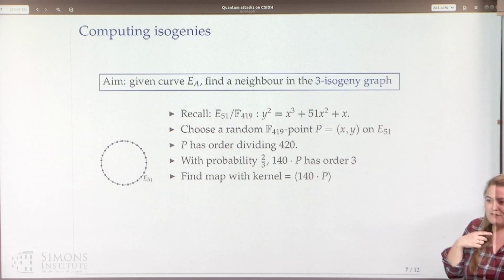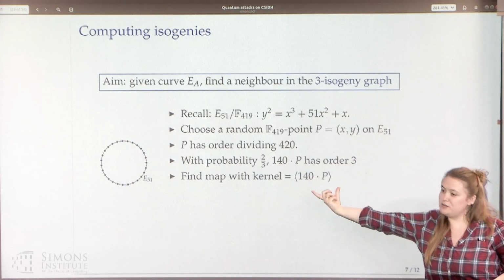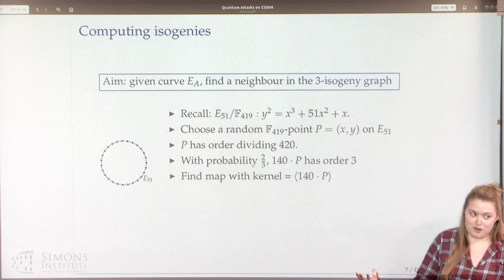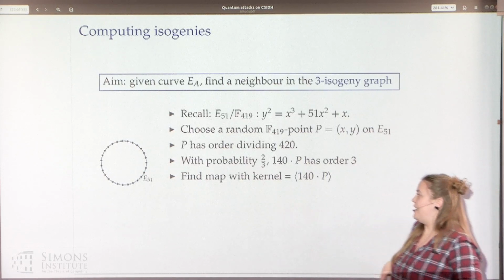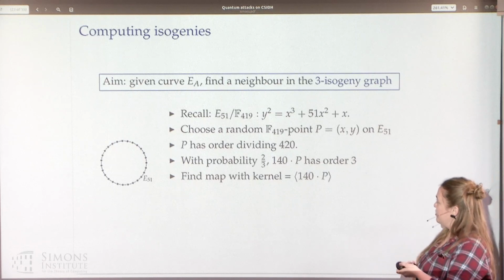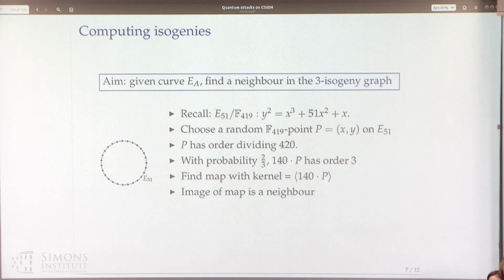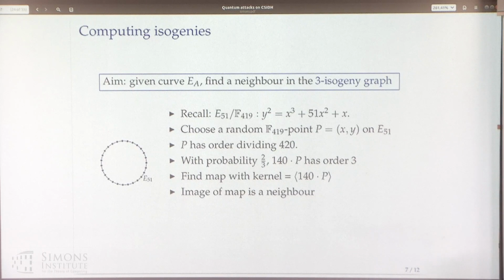So we find a map with the kernel generated by this point of order 3, right? This group generated by the point of order 3 is a group of order 3. So the map is then going to be a degree 3 map, and we do this using the Vélu formulas that David mentioned in his talk. So there are formulas, you can plug it in, and you get your isogeny. What we were trying to do was find a neighbor, and the image of the map is the neighbor in the graph. So this is how you find a neighbor in the 3 isogeny graph.